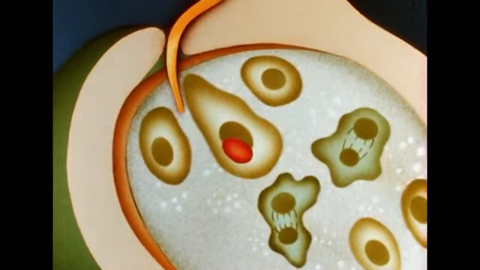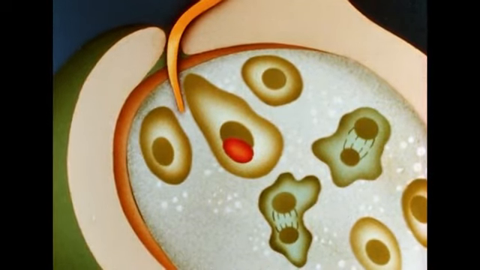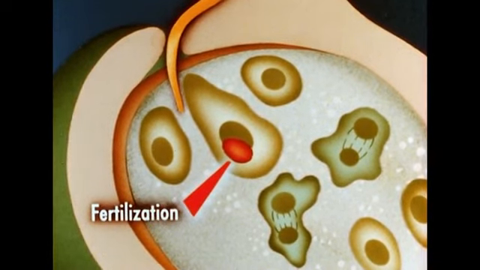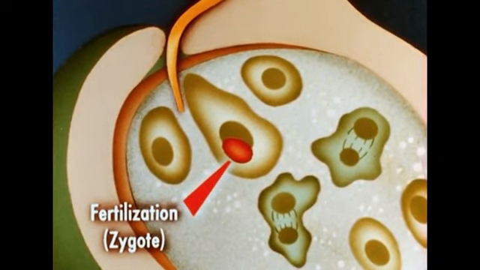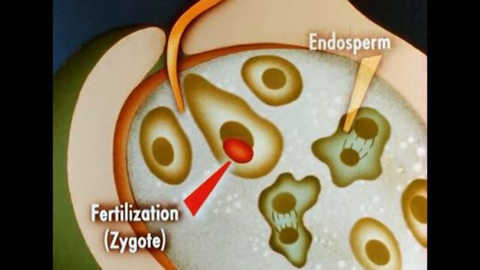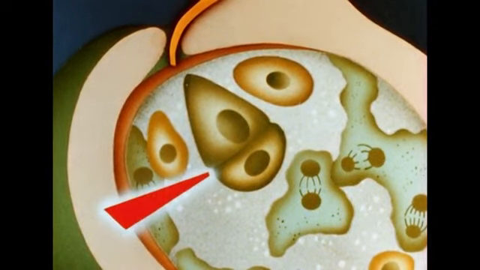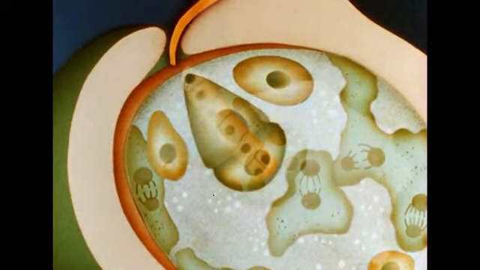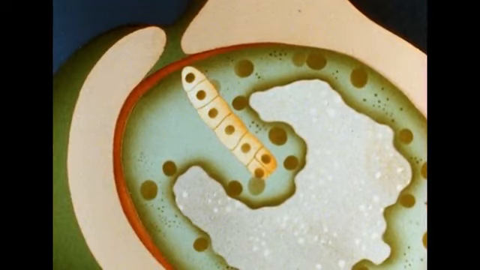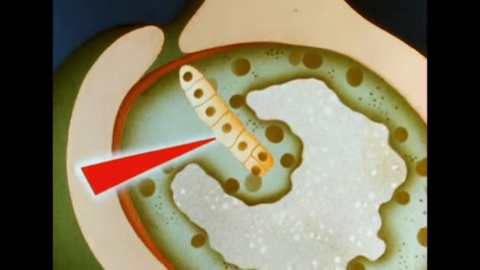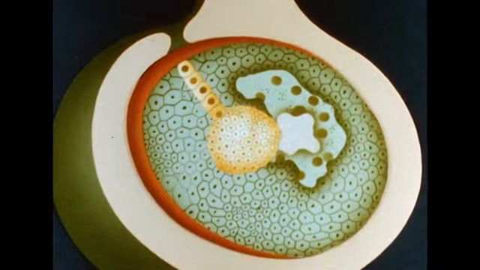The 2nd sperm enters the egg where it unites with the egg nucleus. This union, also called fertilization, will result in the formation of a zygote. Now the endosperm begins to develop. After the endosperm has undergone development, the zygote divides to form a 2-celled embryo. As the endosperm continues development, the embryo undergoes growth.